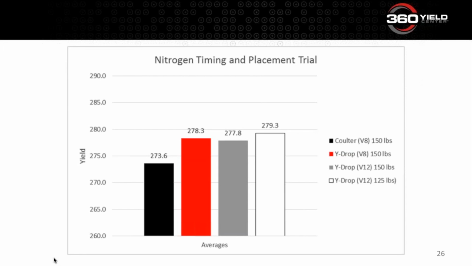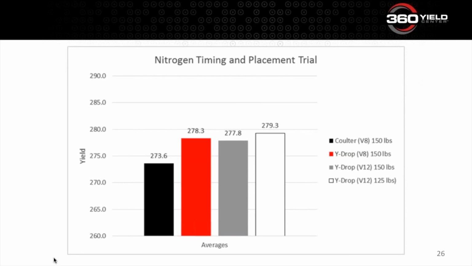And then the bars on the right, I think, are really powerful. This is, again, another trial where we said, hey, we think we've got great mineralization. Let's trim it back just a tick. So we applied at V12 with a Y drop, 150 pounds, then we dropped to 25 pounds. There's no difference in those yield numbers. And again, it's the point we're trying to make.